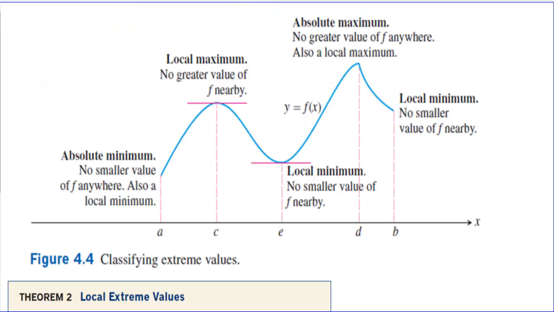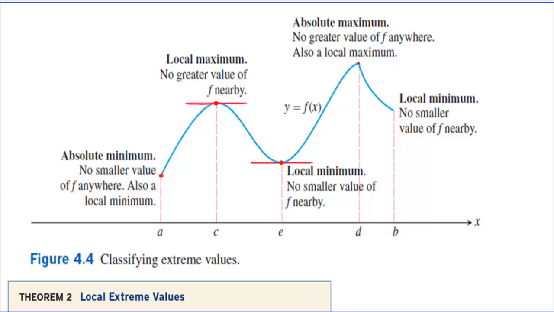If we look at this graph, we have an absolute minimum down here. This is the lowest value. We have a local maximum here, and notice how the slope of the tangent line is 0. We have a local minimum here. Notice the slope of the tangent line is 0.